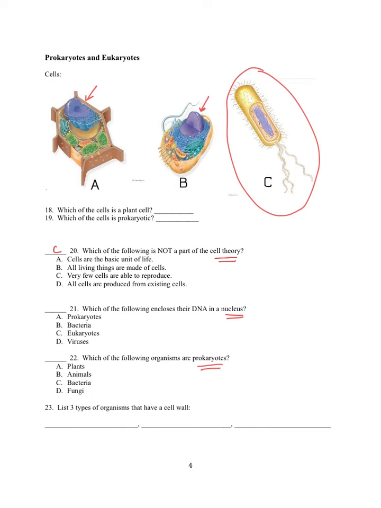Finally, we'll answer number 23. Number 23 says list all of the, or three types of organisms that have a cell wall. So if you recall that plants, in fact, have a cell wall, bacteria have a cell wall, and then the third type of cell with a cell wall are fungi. Animal cells do not have a cell wall, they only have a cell membrane.